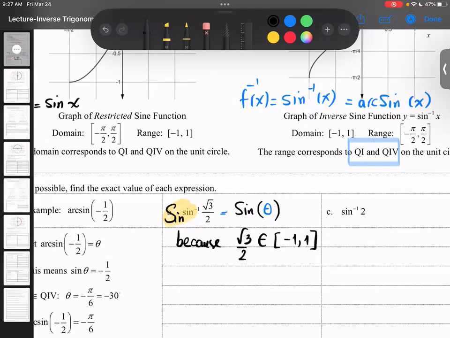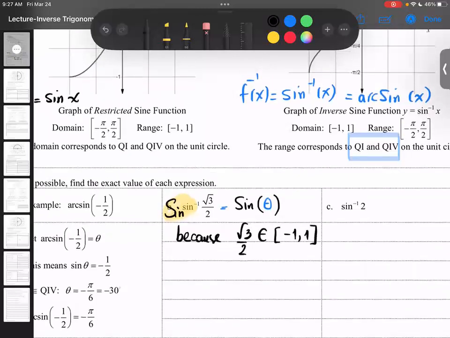Root 3 divided by 2. Root 4 is 2, so root 3 is something less than 2, I know that. Root 3 is about 1.7. Well, 1.7 divided by 2 is going to be less than 1, right? So it belongs to this interval. And because of that, I can continue. Sine and sine inverse cancel.